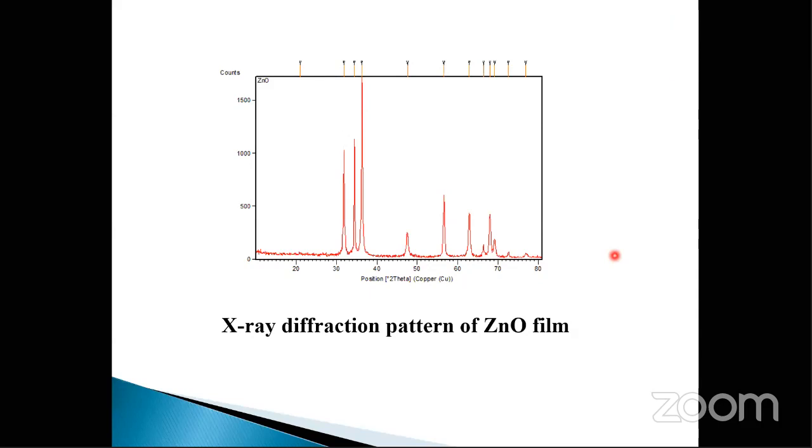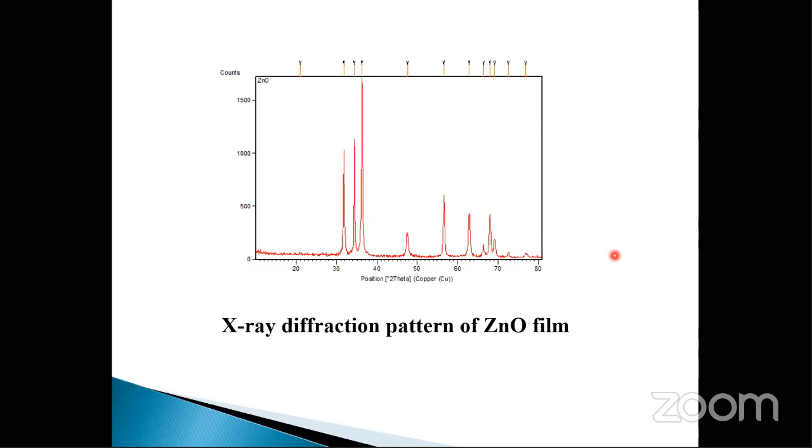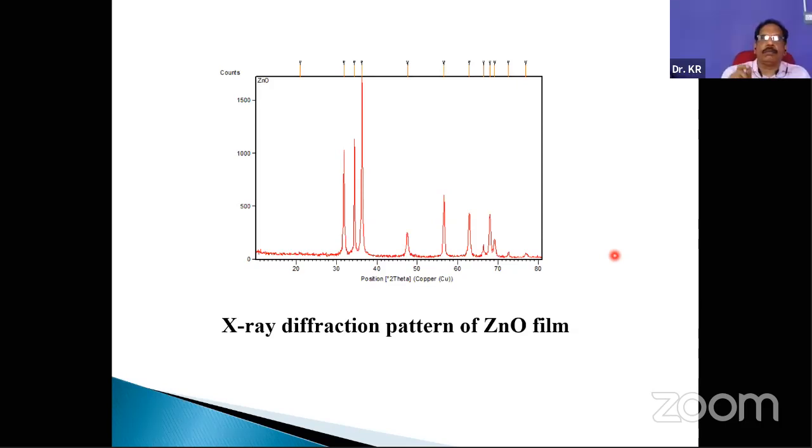Using the well-known Scherrer formula, which is T equal to 0.9 lambda divided by beta cos theta, is only meant for calculating the crystallite size of the system. Crystallite size, not structure. Thin films may be crystalline or amorphous. If it is crystalline in nature, we can calculate the crystallite size in nanometers using the Scherrer formula.